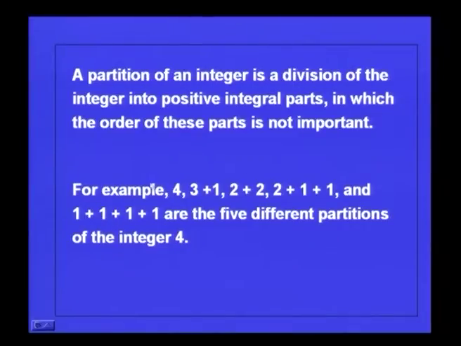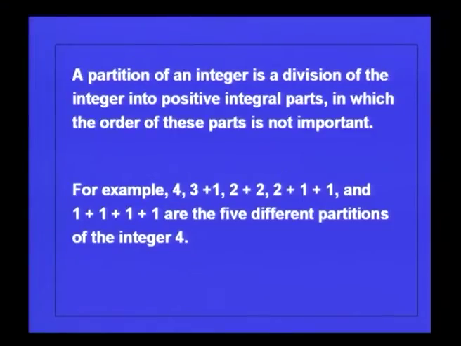For example, if we take the number 4, it can be partitioned as 4 plus 0, that is just 4 alone, or as 3 plus 1, or 2 plus 2, or 2 plus 1 plus 1, or 1 plus 1 plus 1 plus 1. These are the 5 ways of partitioning the integer 4. Either you can have just 4 alone, or split it as 3 and 1, 2 and 2, 2, 1, 1, or 1, 1, 1, 1. So, the number of different partitions is 5 here.